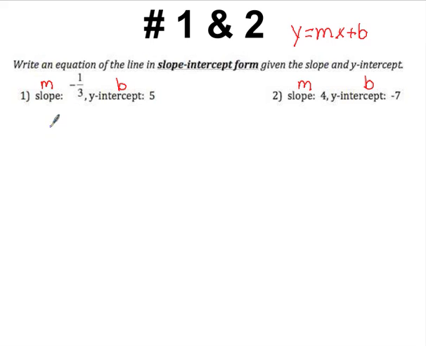So in the first one, I'm going to get y equals negative 1/3 x, and then that's a positive 5, so it's plus 5. Number 2 is y equals 4x, and then minus 7, because that's a negative 7. So both of those are now in slope-intercept form, and we are done with number 1 and 2.